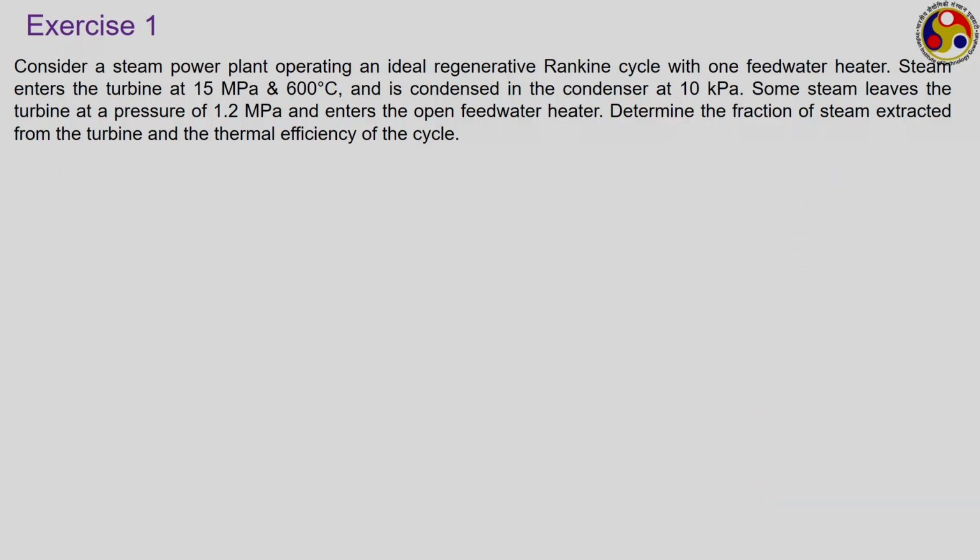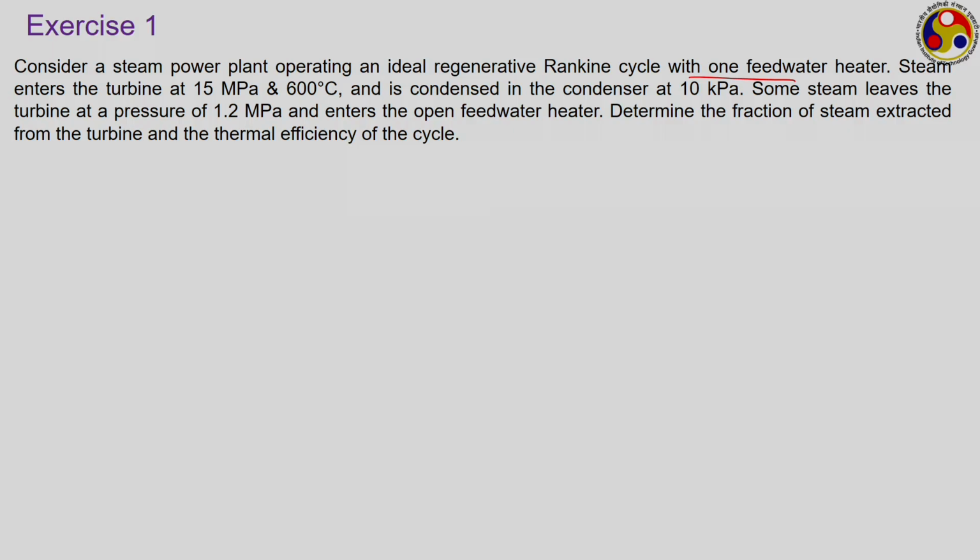Let us solve one numerical problem to see the effect of this regeneration. Just read the problem carefully. We are talking about a steam power plant operating on an ideal regenerative Rankine cycle with one feed water heater, just a single feed water heater we have here. Steam enters the turbine at 15 megapascal and 600 degrees Celsius and is condensed in the condenser at 10 kilopascal.